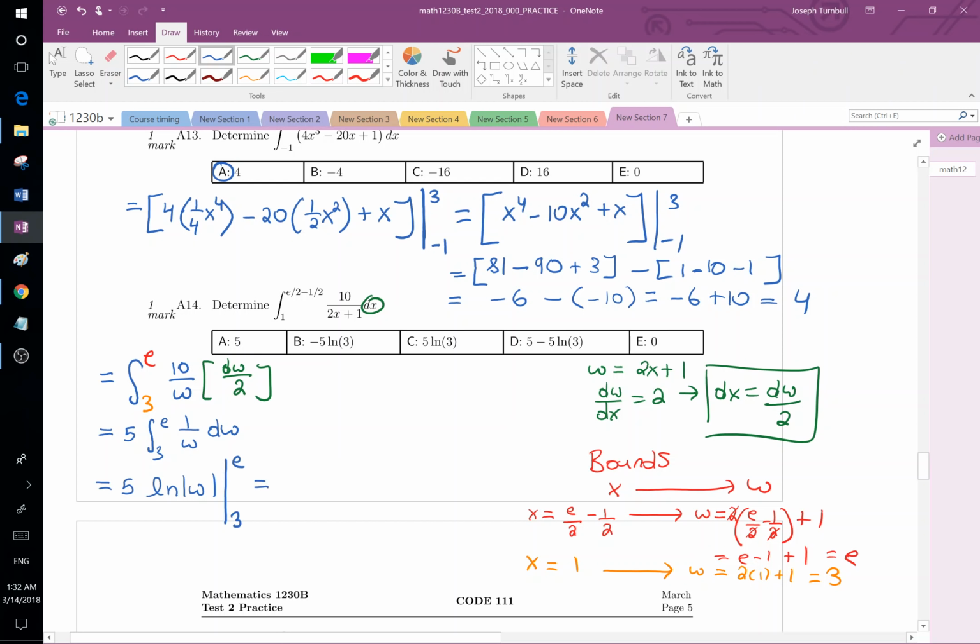Now we plug in the top bound and plug in the bottom bound and subtract. 5 times ln of e. I can drop the absolute value because e is a positive number. Minus 5 times ln of 3. I can drop the absolute value because 3 is a positive number. And then simplify. Ln of e is 1. 5 times 1 minus 5 times ln 3. So we get 5 minus 5 ln 3. Choice D.